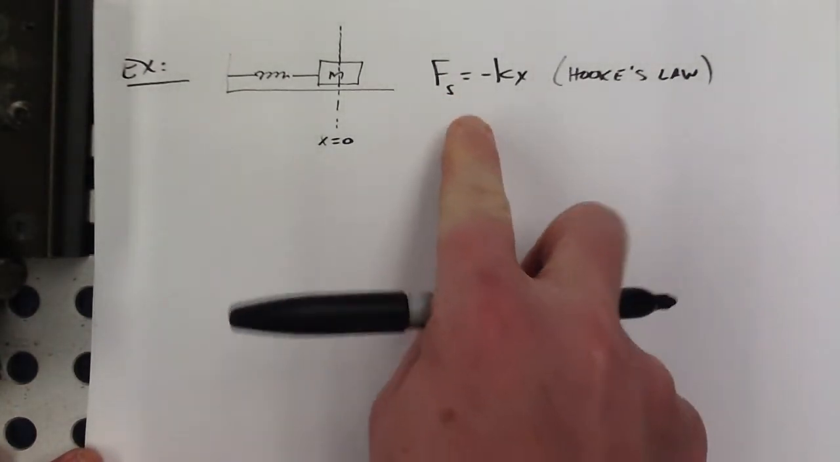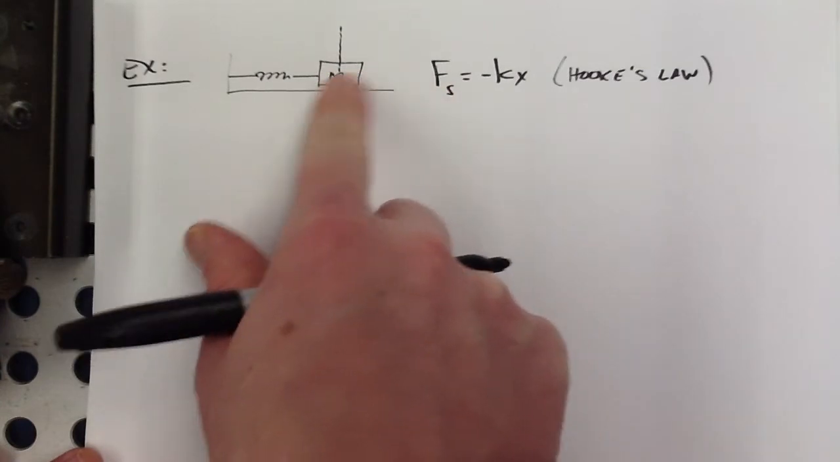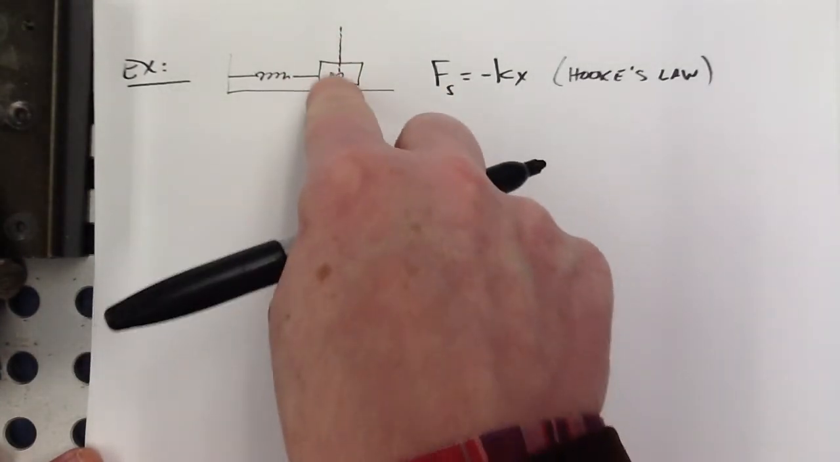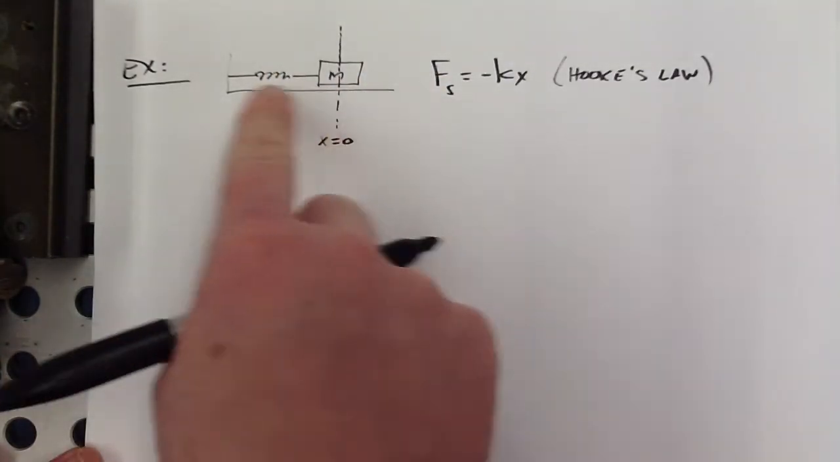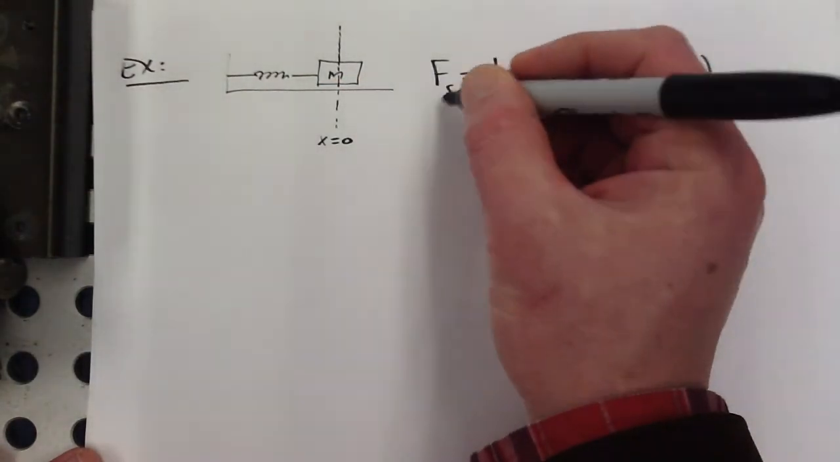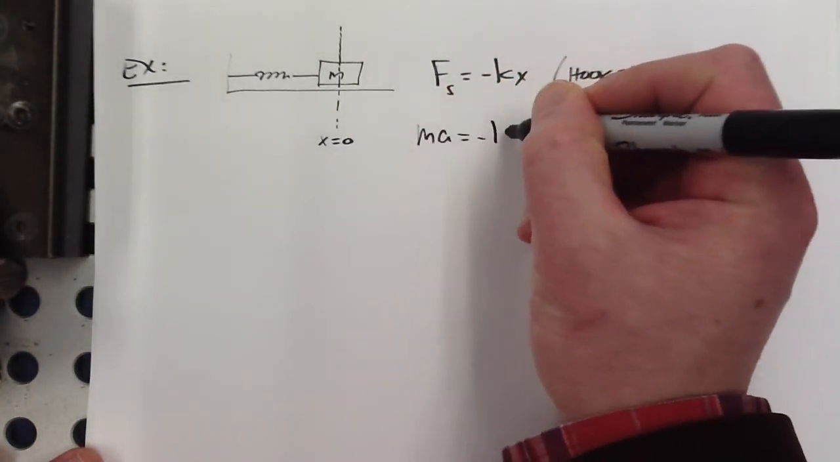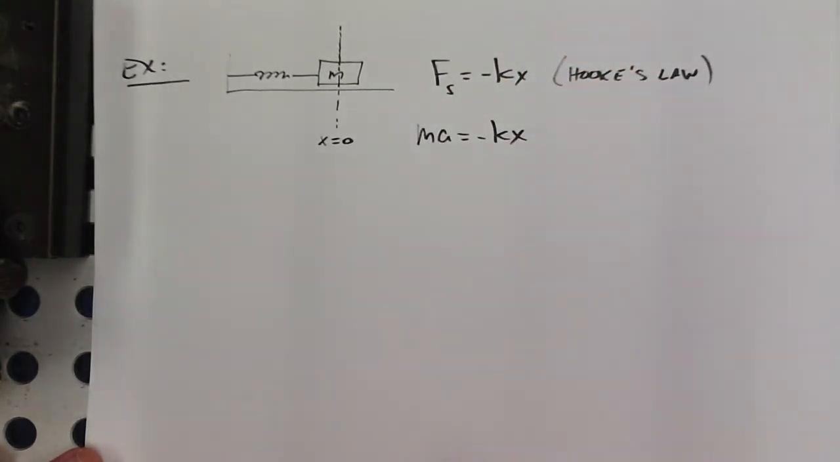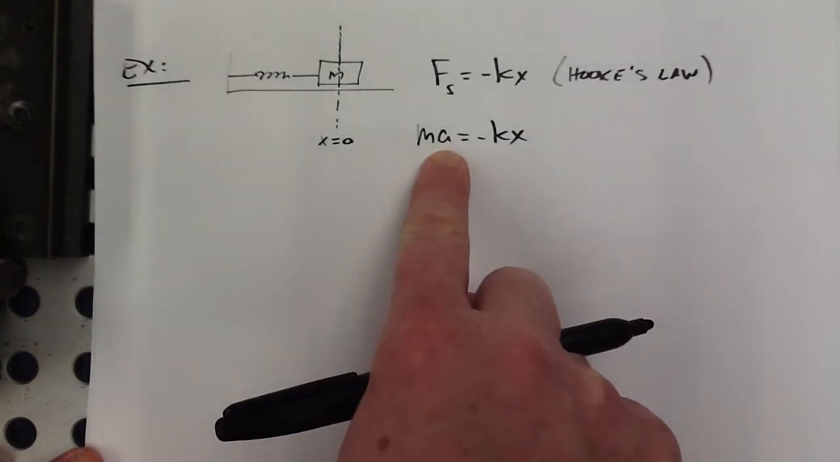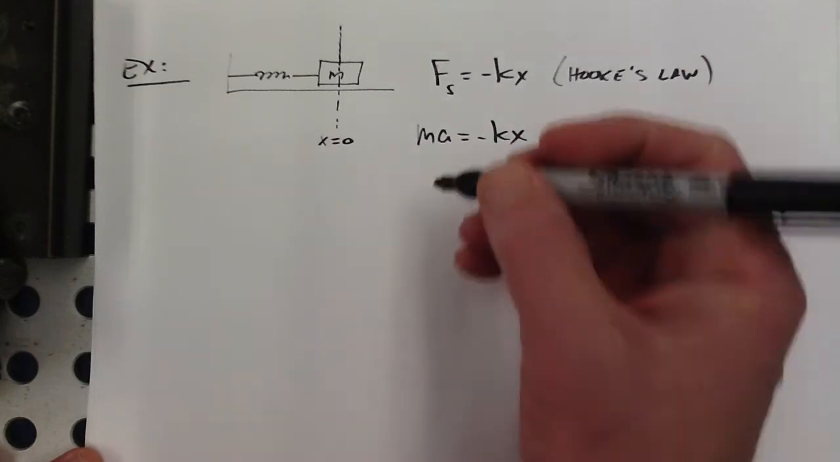Here, if the spring force is the sum of all forces, in other words, probably gravity and a support force, but those balance each other out. So the spring force is the sum of all forces. So here I could turn that into mass times acceleration. And if I want to go differential equation on this, then acceleration and x are related because this is the second derivative of position.